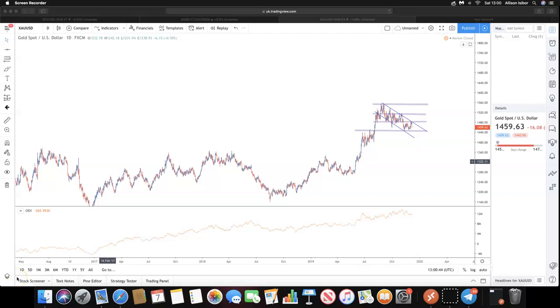Today I want to show you how you're going to be able to trade support and resistance, how you're going to be able to find the best opportunities in the market. As you all know, trading forex can be quite risky.